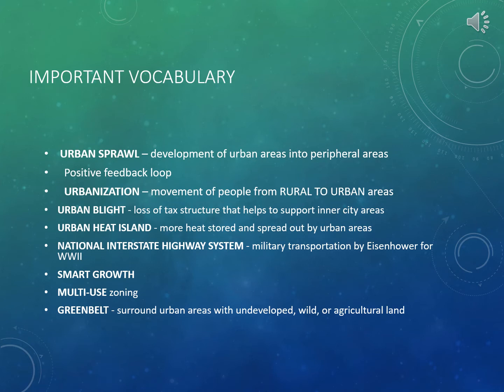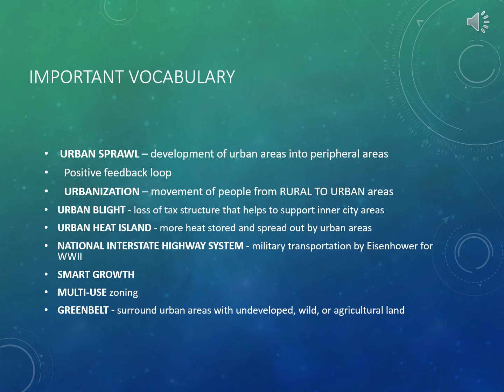Urban blight is the loss of tax structure that helps to support inner city areas, often leading to rises in crime and degradation of the literal inner city. An urban heat island is where the characteristics of an urban city, such as lots of dark surfaces, lack of vegetation, and lots of windows and metal, lead to heat being stored and spread out in the urban area, where the urban area is often hotter than surrounding land.